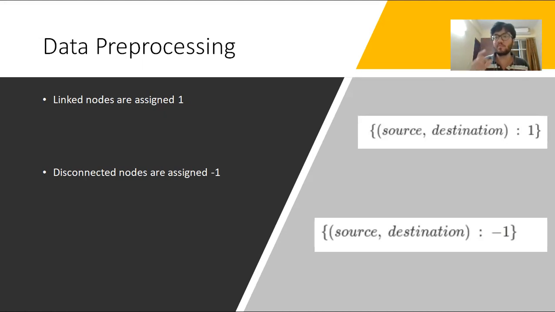So basically, we create it by assigning 1 and -1 to each of the rows. Now, how do we assign it? If two nodes are connected, then we assign 1 to it. If they are not connected, we assign -1.